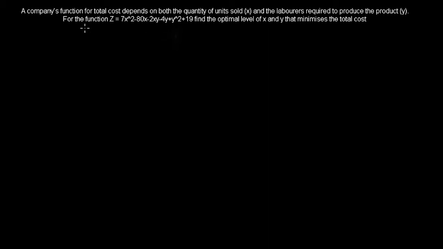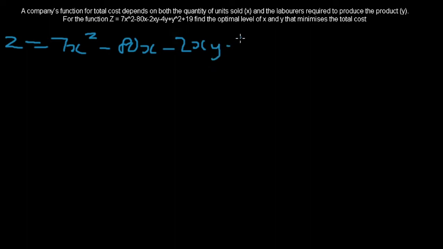Okay, so our second problem is quite a little bit more difficult because it has two variables in the equation. And here's the problem. A company's function for total cost depends on both the quantity of units sold, x, and the laborers required to produce the product, y. For the function, z is equal to 7x squared minus 80x minus 2xy minus 4y plus y squared plus 19. Find the optimal level of x and y that minimize the total cost.